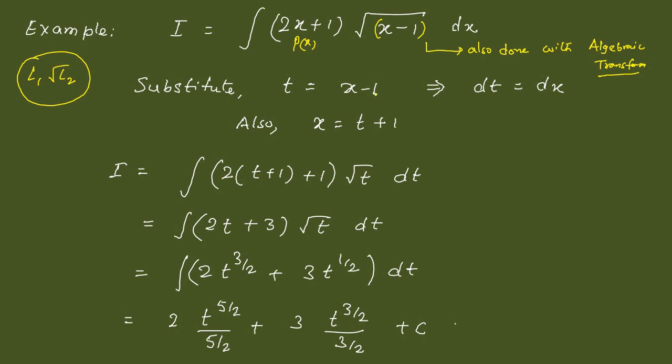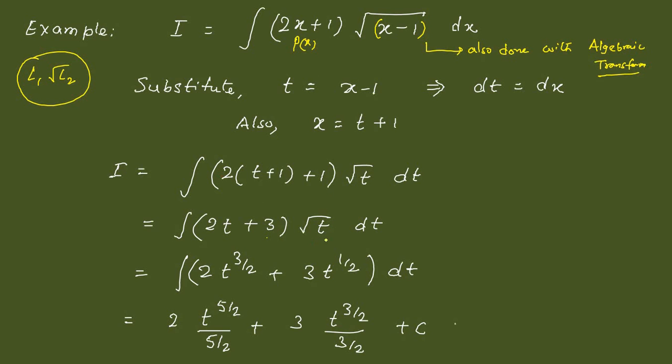So t is equal to x minus 1, and dt will be dx. Since we have to substitute x, we have to write x in terms of t. So x is equal to t plus 1, and putting that there we will get 2t plus 3 in the bracket, and of course root t is there.